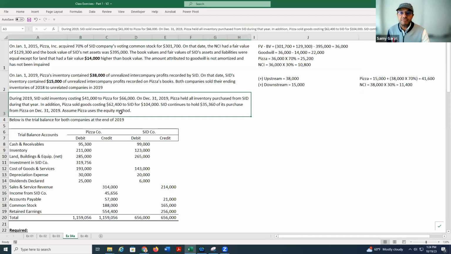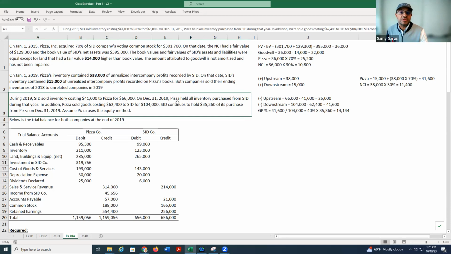In the last paragraph here, we see that the language is slightly different, but easy, because it says the subsidiary sold inventory for 41,000 to the parent for 66. So the difference between the selling price 66 and the cost 41, this one is upstream sale. So here we see upstream sale that has unrealized gain of 25,000.